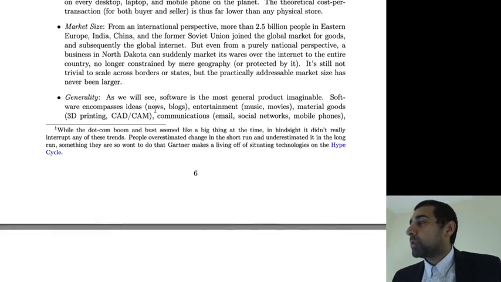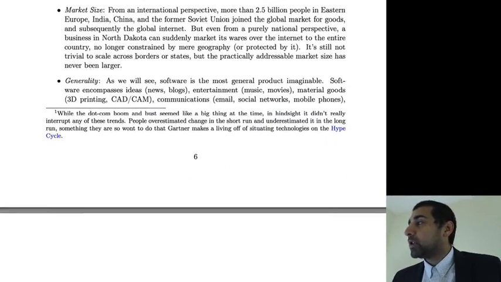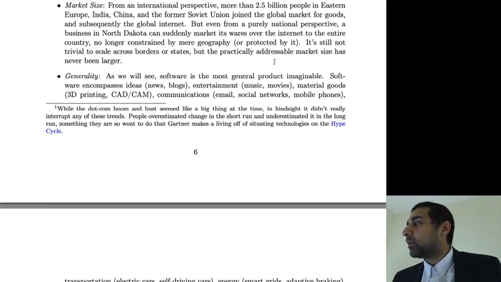A second major property is market size. So with an internet startup, in theory, you can go after the entire world. You can more easily attack a market in Indonesia or South America than you ever could before. Friendster, for example, famously became very popular in Indonesia, more so than in the U.S. for a long time. And so, even within a country, a business in North Dakota can market its wares to the entire country. It's no longer constrained by geography or protected by it.